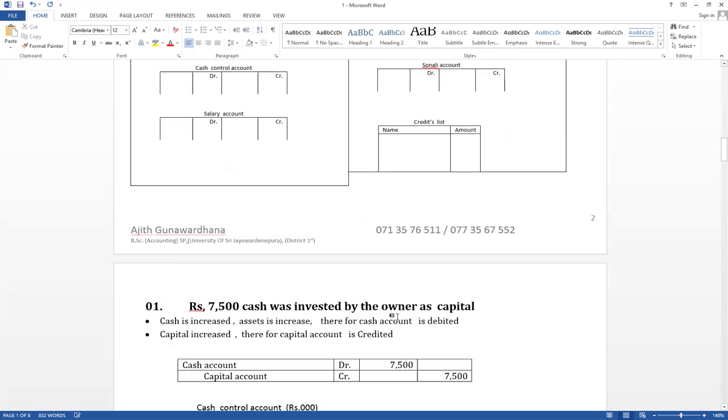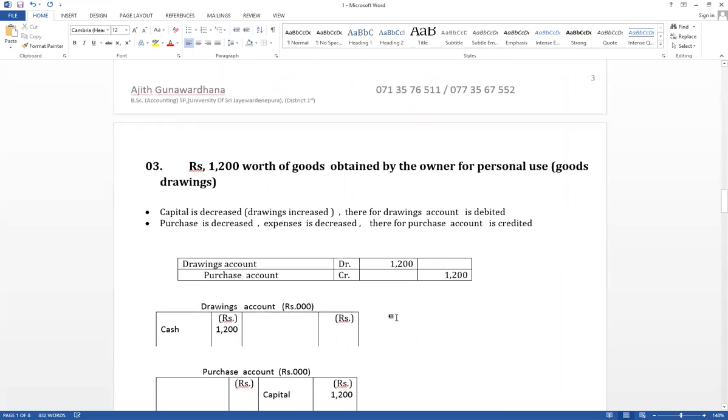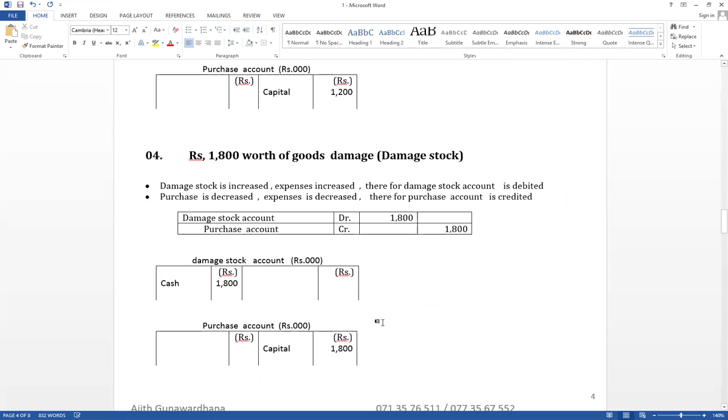Now think about fourth transaction. 1,800 worth of goods damage stock. Damage stock is expense. Stock damage, goods damage. Therefore, it is effect for purchase. Therefore, damage stock, expense increase. Therefore, damage stock account debit. As a result of damage stock, purchase decrease. Purchase is expense decrease. Therefore, purchase account credit, damage stock account debit.